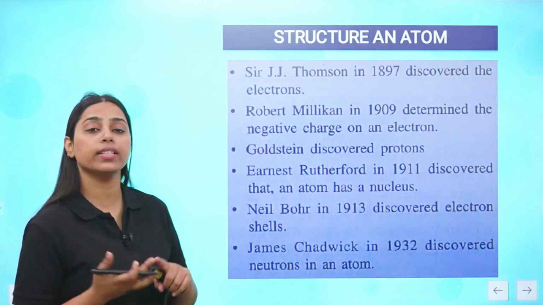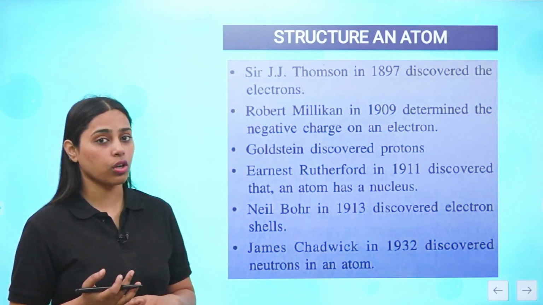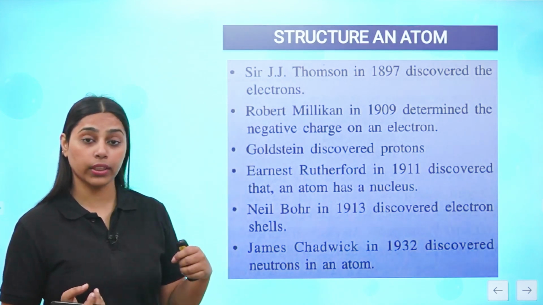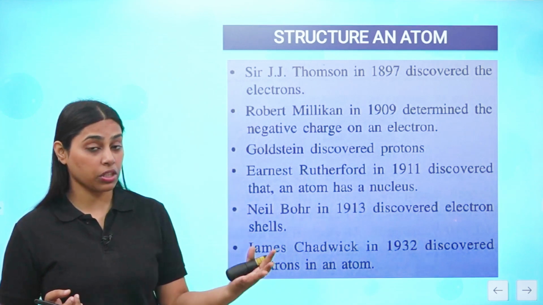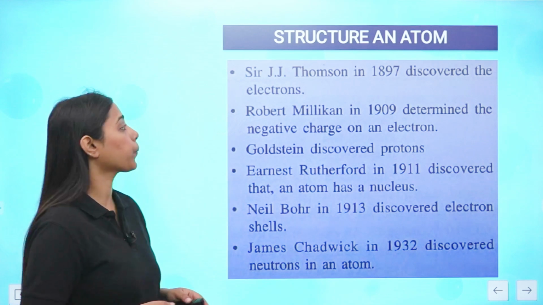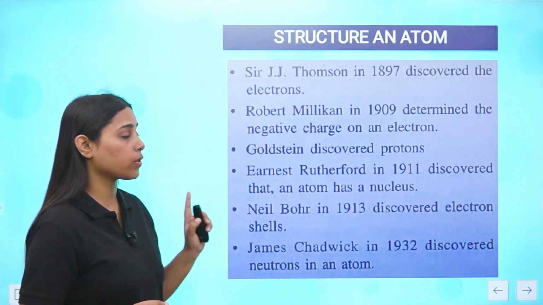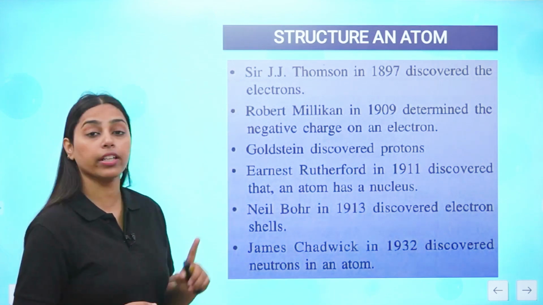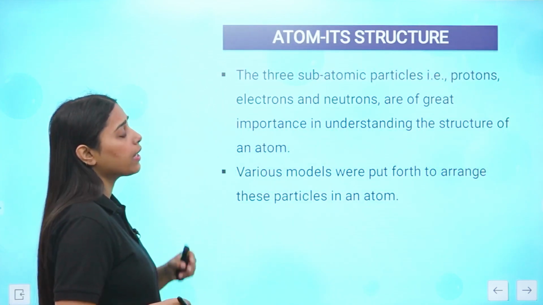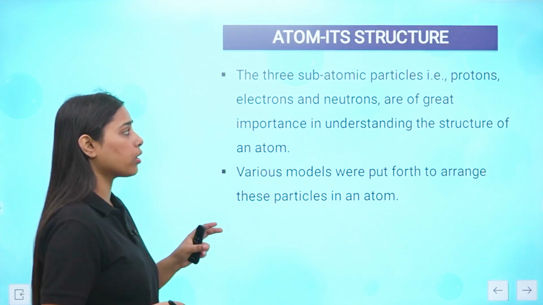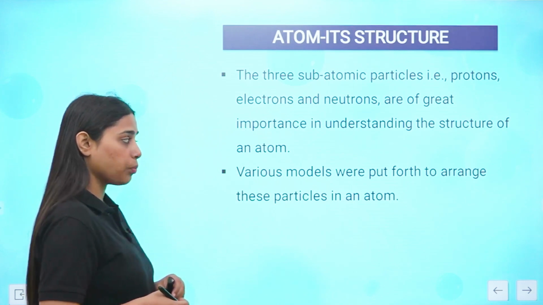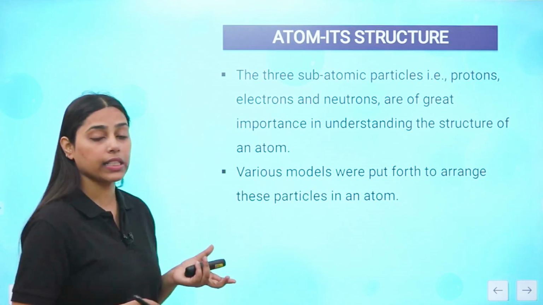So now you know who discovered electrons, protons, neutrons, and the nucleus of an atom was discovered by whom? That is Rutherford. And these electrons are present in special places, that is electron shells in an atom, and this was given by Bohr. These are some important names of scientists involved in discovering or deducing the structure of atom. These three subatomic particles, protons, electrons and neutrons, are of great importance in understanding the structure of an atom. Various models were put forth to arrange these particles in an atom.